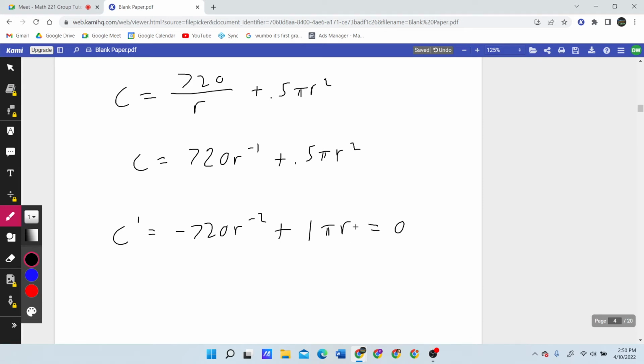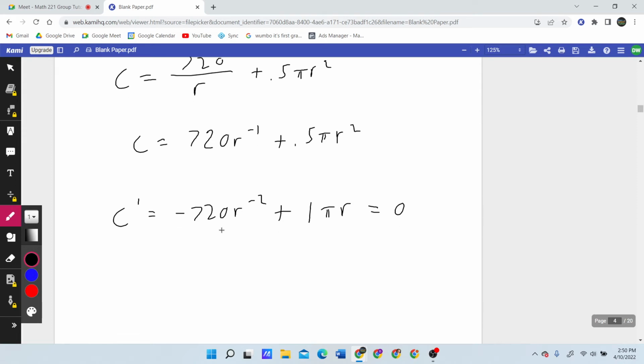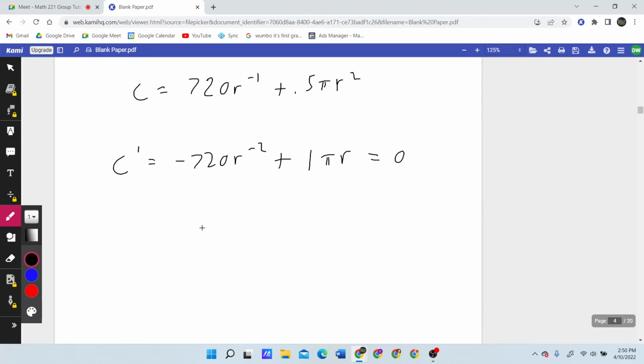By the way, whenever I set something equal to 0, and I have some nonsense like this, like r to the negative second power, okay, now I'm going to write it back in the denominator. I'm going to put r back in the denominator because I don't want to solve for r to the negative second power. That's just confusing. So I'm going to rewrite this as negative 720 divided by r squared plus pi r equals 0. Hopefully this makes sense. Now, this is a fun part.